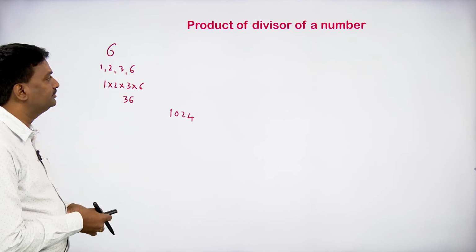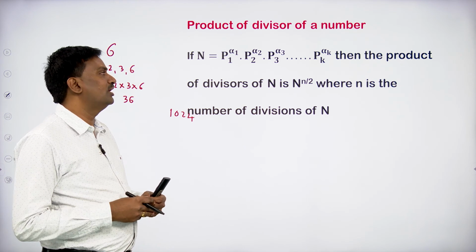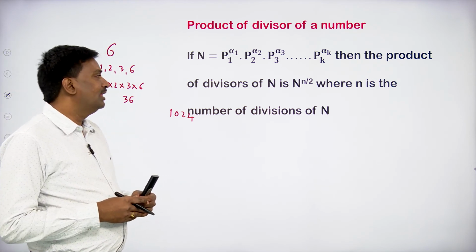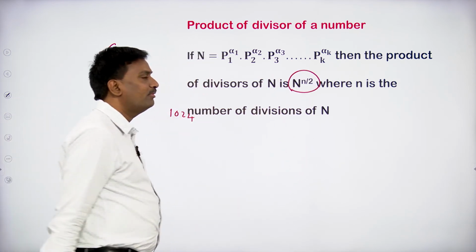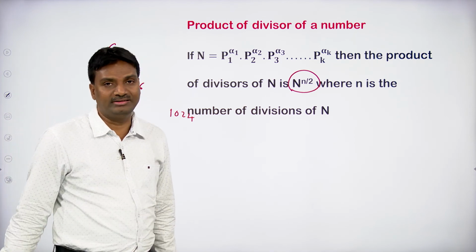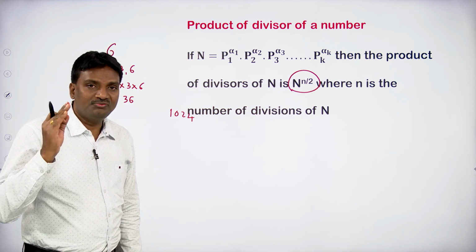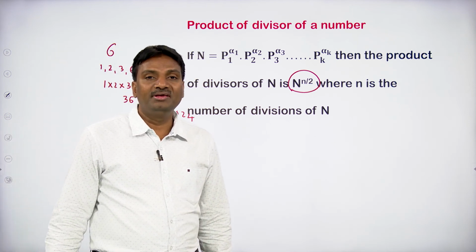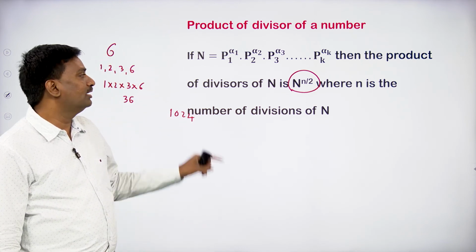So, that formula is, if N equals p1 power alpha 1 into p2 power alpha 2 into p3 power alpha 3 into so on pk power alpha k, then the product of divisors of N is N power n by 2, where n is the number of divisors of capital N. So first we have to express the given number like this, N equals p1 power alpha 1 into p2 power alpha 2 into so on pk power alpha k.